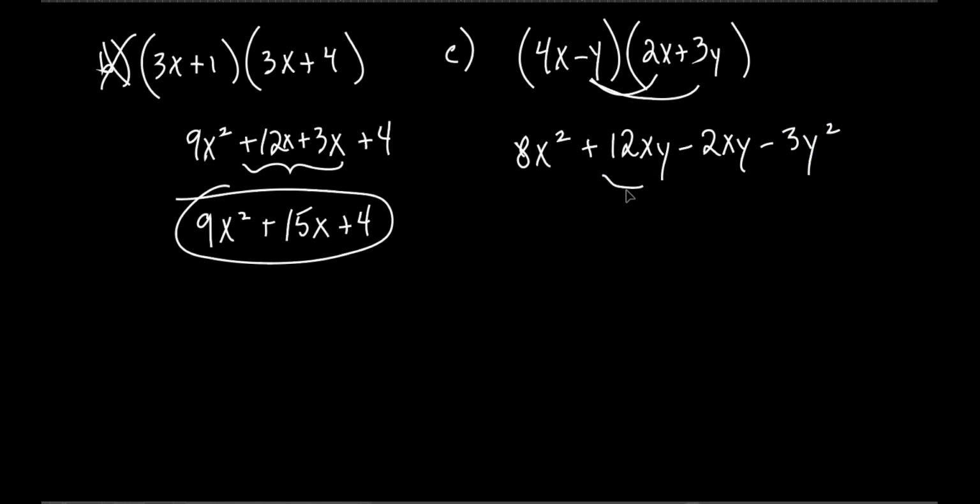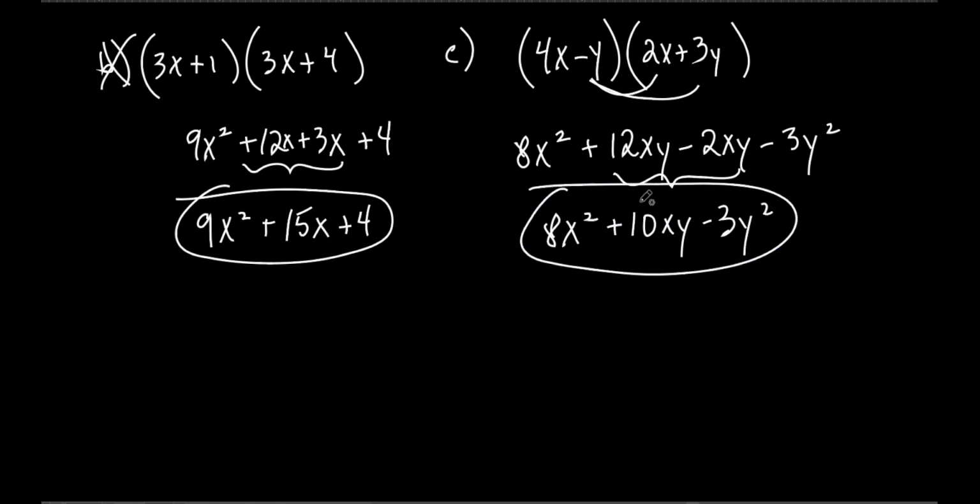You add like terms. Those are your like terms right here. So you keep this, 8x squared. You add those up. 12 minus 2 is 10, positive. And then you just write the xy. That's my like term. And then minus 3y squared. That's it. You are finished with that one.